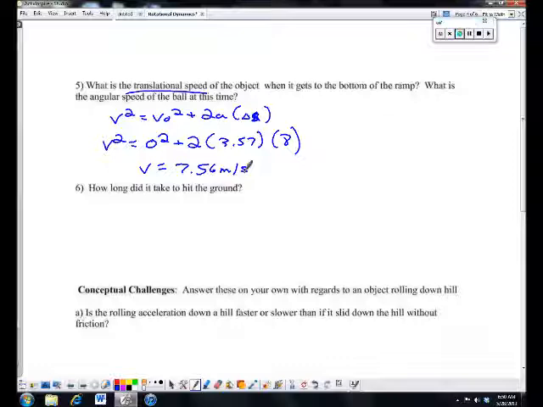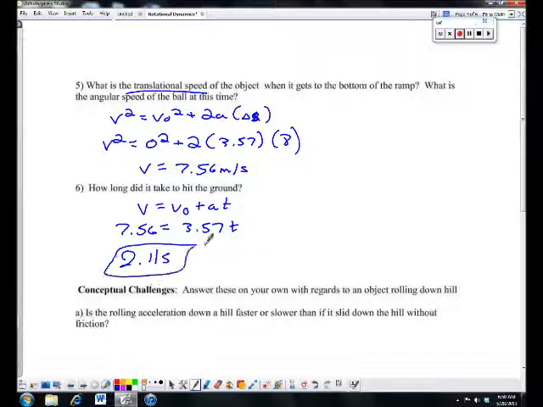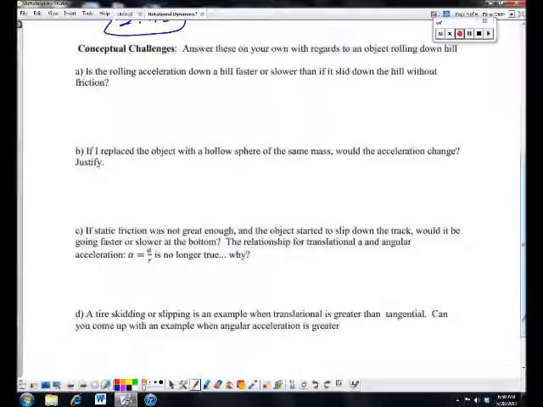How long did it take to hit the ground? So v equals v naught plus at. So my final velocity is 7.56 equals 0 plus 3.57 t. So I'm going to take 7.56 divided by 3.57. It takes me 2.11 seconds to hit the ground. So take a second, try these conceptual challenges, and I'll answer them in a moment.